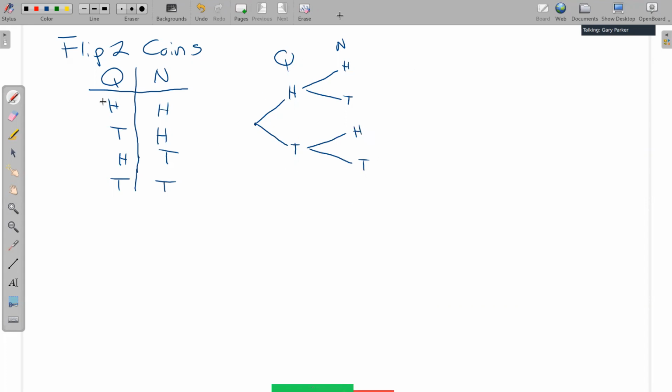And so following the tree through here, I could get a head and a head, or a head and a tail. I could get a tail and a head, or a tail followed by a tail. So tracing through that tree, I can see I get the following outcomes: head, head; head, tail; tail, head; or tail, tail. So there's many ways to try and organize and keep track of the number of things that can happen.